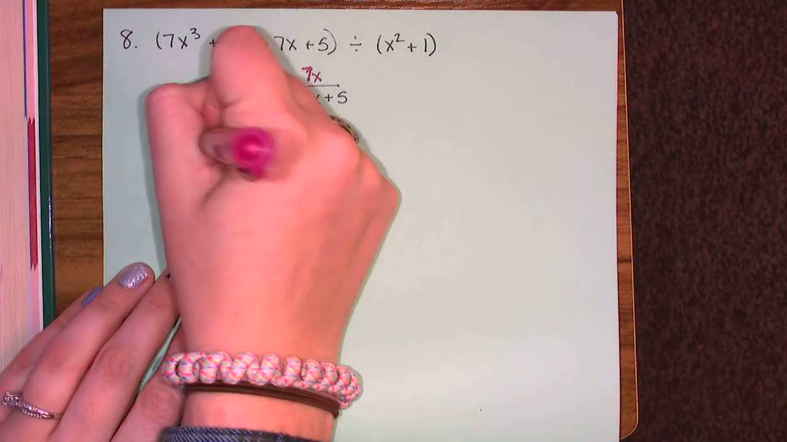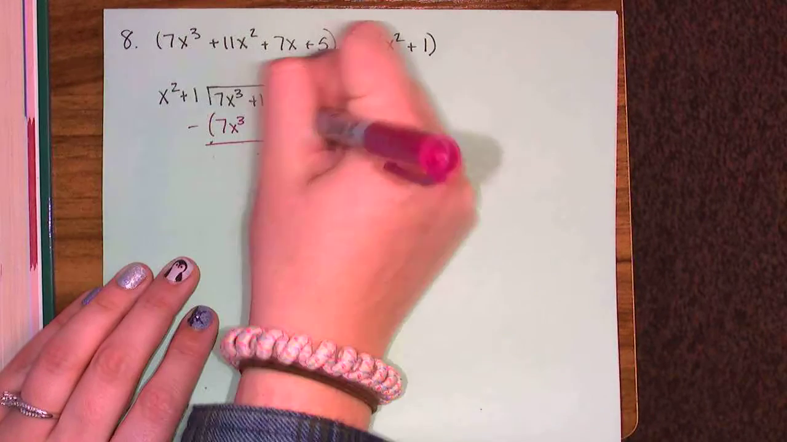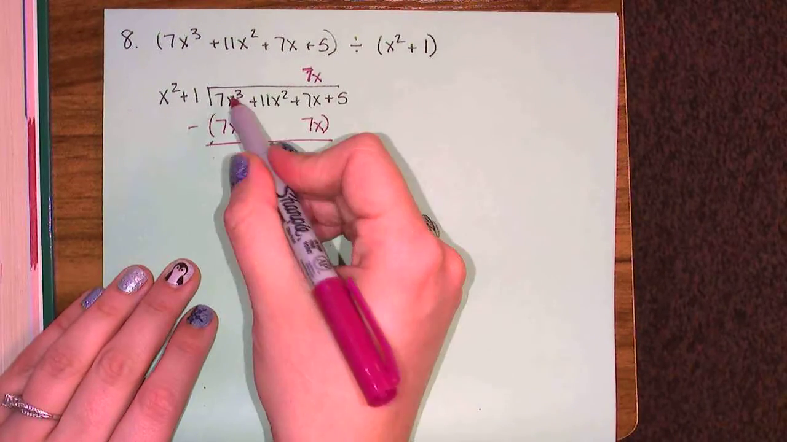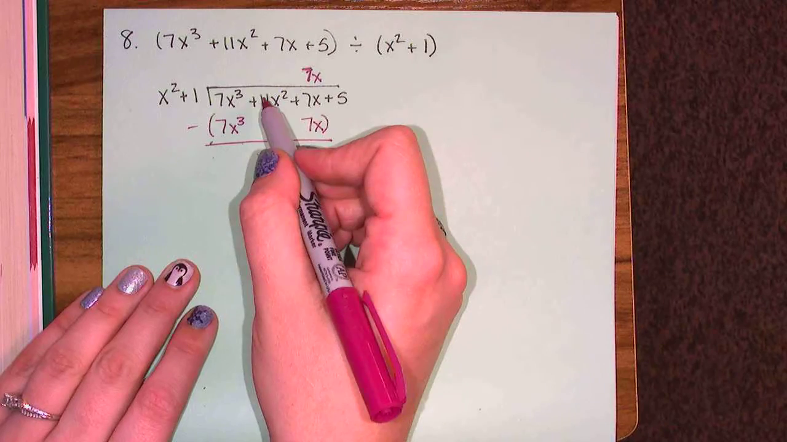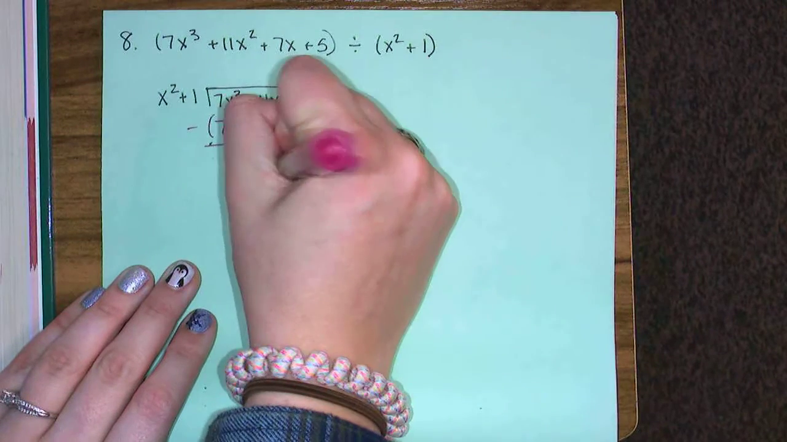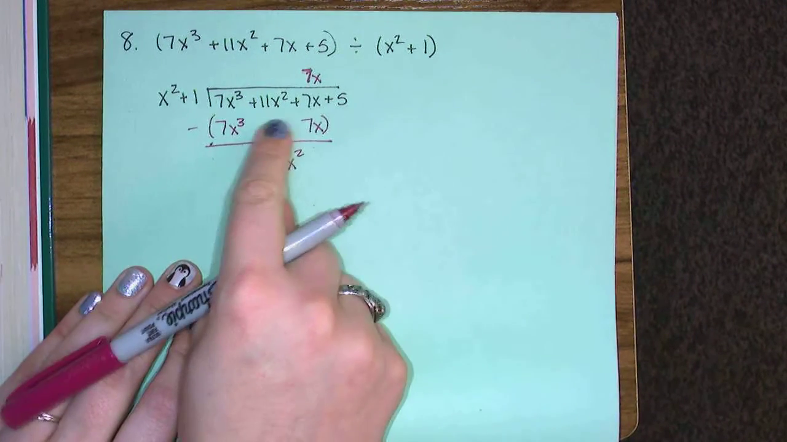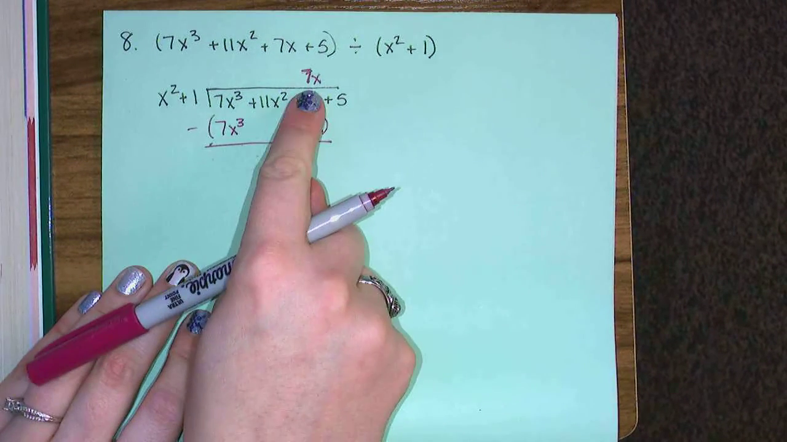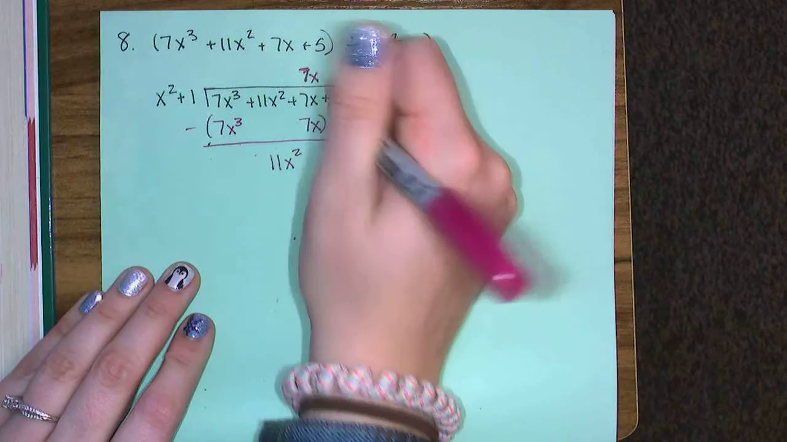Okay, so now I'm subtracting all this stuff off the bottom. 7x cubed, gone. 11x squared, I'm bringing it down. And it's not negative because there's nothing here that I'm subtracting it by. 7x minus 7x, gone. Bring down the plus 5.